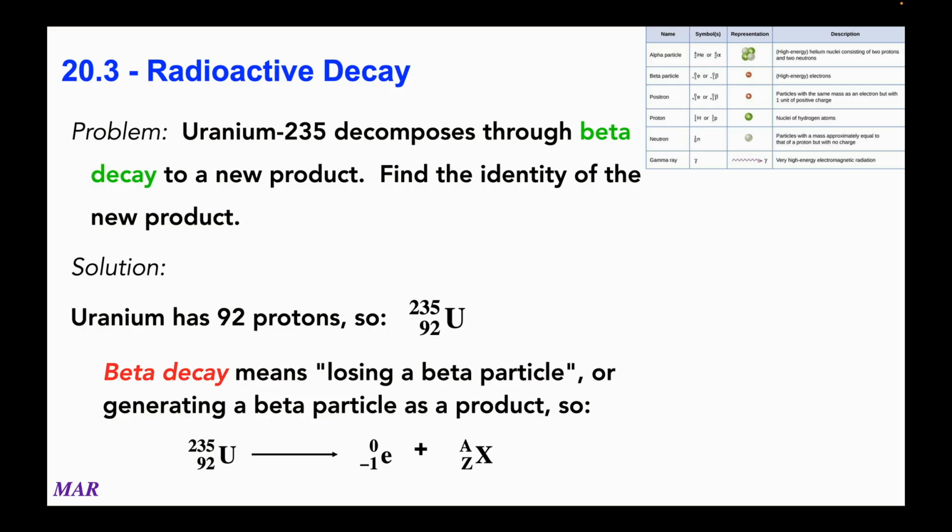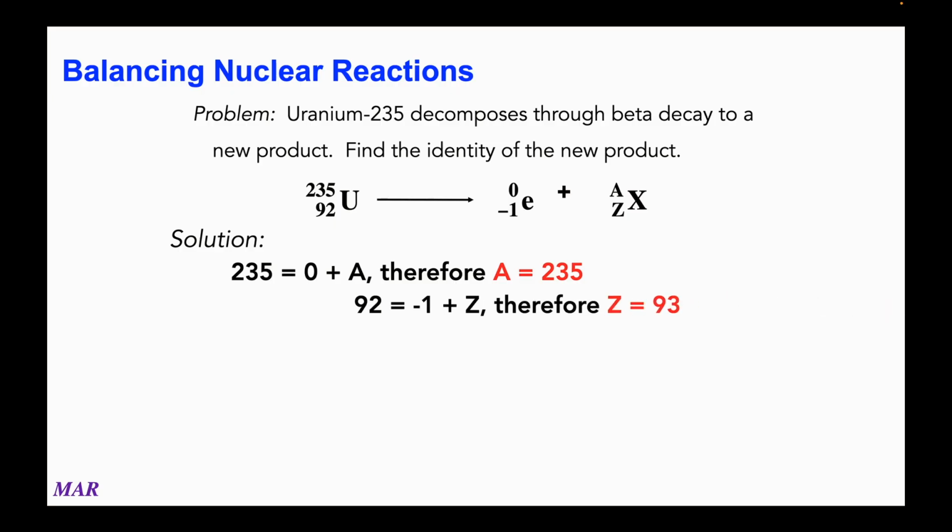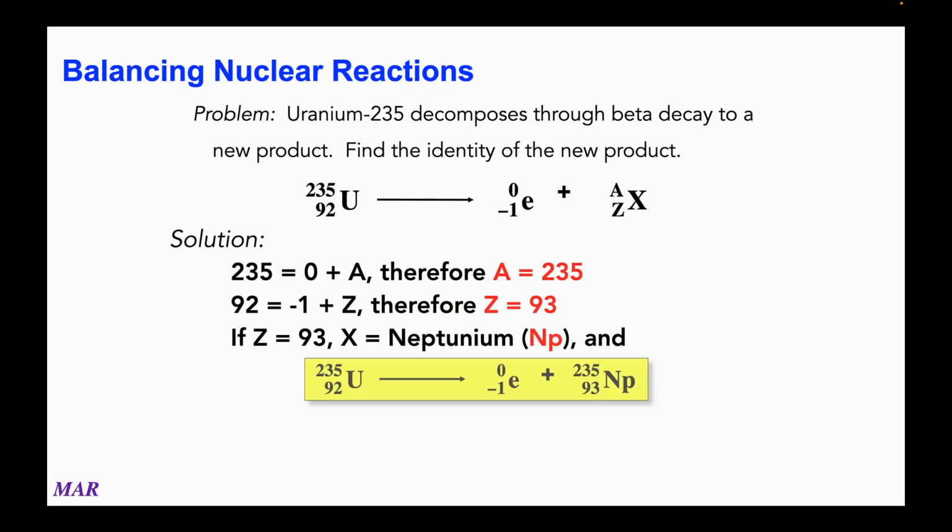We don't know what the missing particle is, but you can probably imagine it won't be too terribly hard to figure out. As an example, 92, the atomic number on uranium, is going to equal minus 1 plus Z. Solving for Z on the product side, the number is 93. What we want to do, 235 on the top equals 0 plus A, so A equals 235. All right, so that's not too crazy. 92 equals minus 1 plus Z. Solve for Z by adding 1 to both sides. Z is 93. Now to figure out X, you have to look at the periodic table, which element has 93 protons, and that's neptunium. So for this problem, the balanced reaction would look like that.